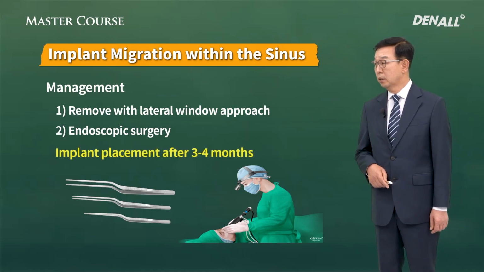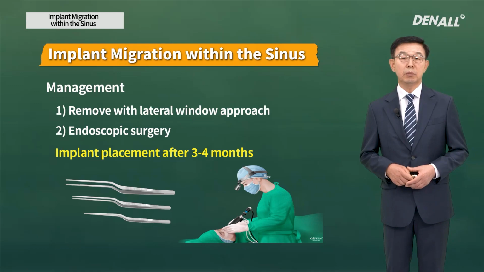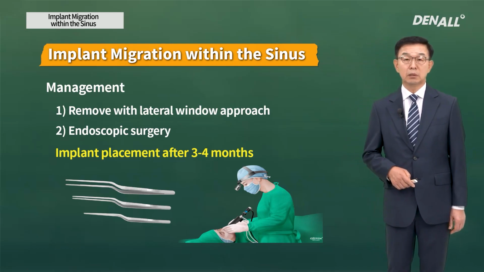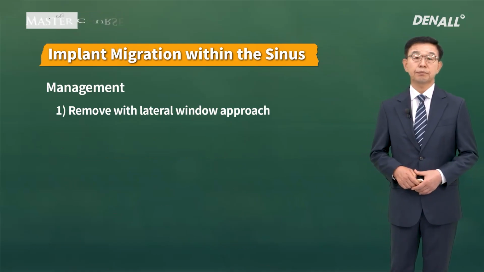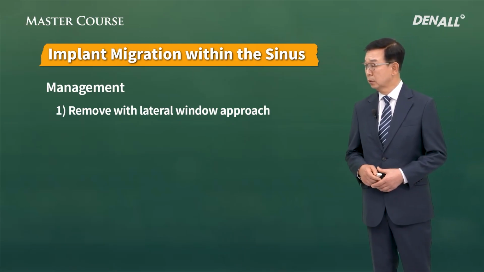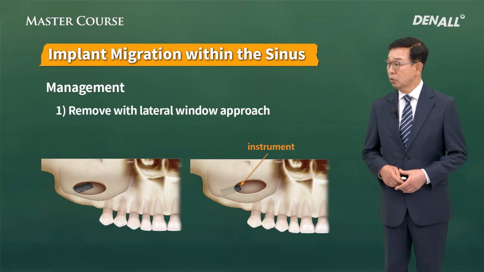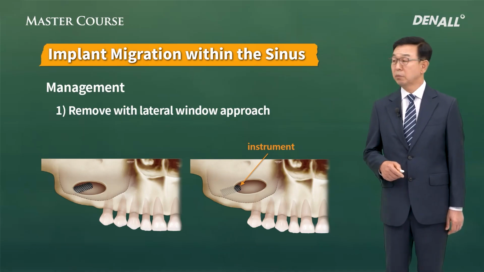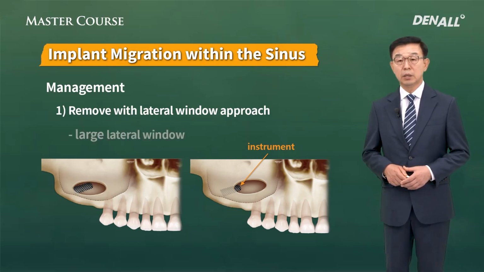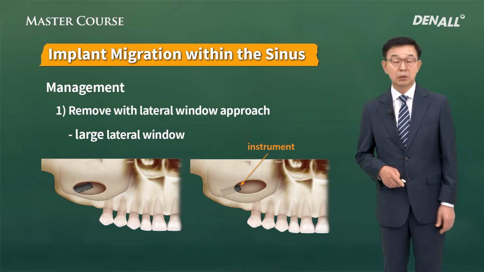After the implant is removed, you need to place the implant after 3 or 4 months so that the sinus membrane becomes fully healed. When we make the lateral window in order to remove the implant, you need to do it in the same way as the sinus lateral window approach. When forming the window, you need to make it bigger in order to remove the implant more easily.